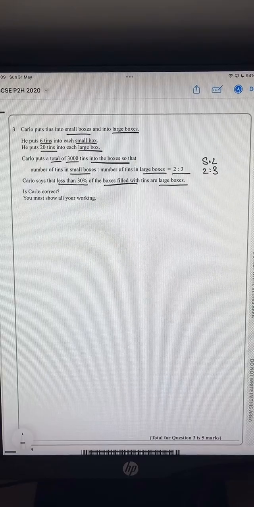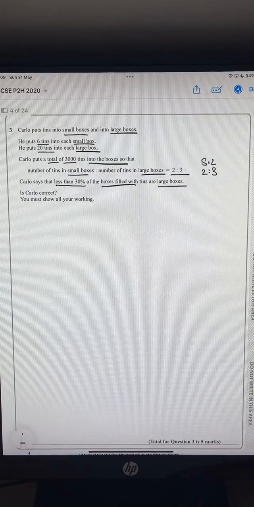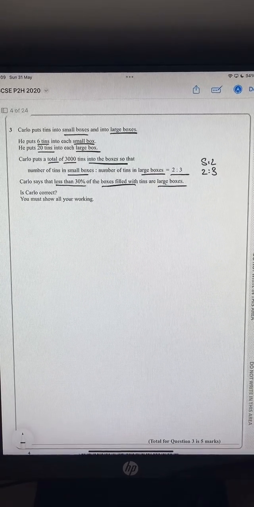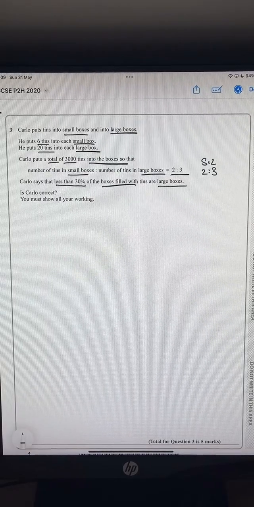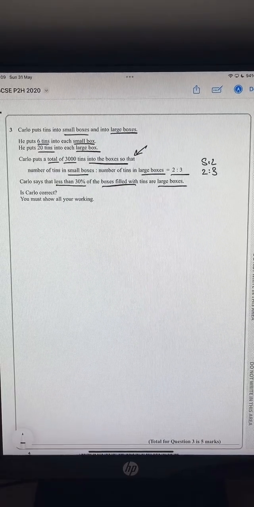So we need to find out how many boxes are filled with tins that are small and large, and then see the percentage of large boxes that are filled with those tins and the small boxes, to see if that 30% is correct. So we know that he put 3,000 tins in boxes overall. So let's see how many he puts in each.